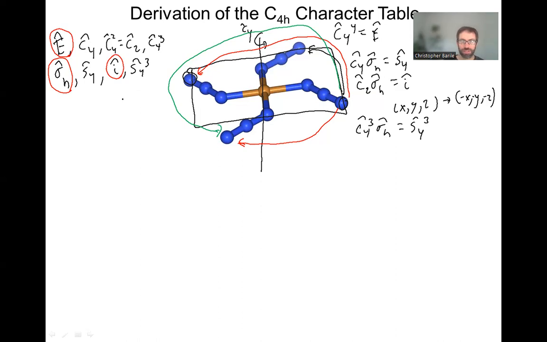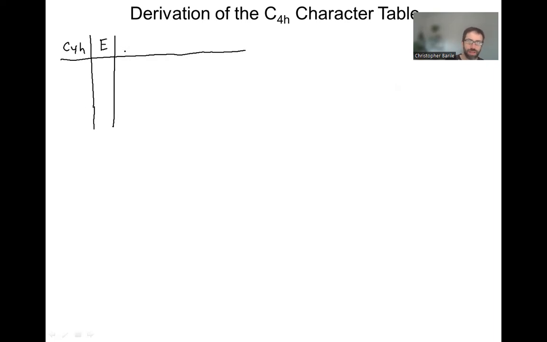So what that all boils down to is that all of these eight operations are going to be in separate classes. Now that we know that, we can write the skeleton of our character table. We write our point group on the top left, and we're going to put our eight classes: identity, our principal rotation axis C4, our C2, our C4 three times, our sigma H, our S4 three times, an inversion, and also an S4. So we got 1, 2, 3, 4, 5, 6, 7, 8. So this is going to be an eight dimensional space that we're dealing with.